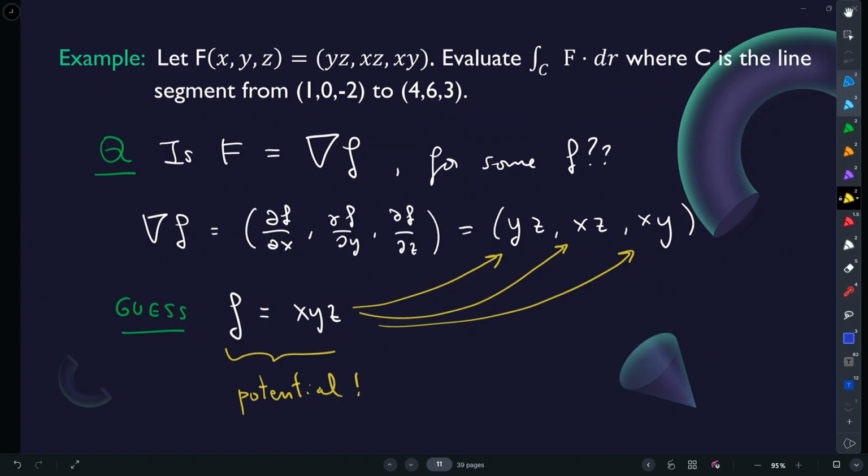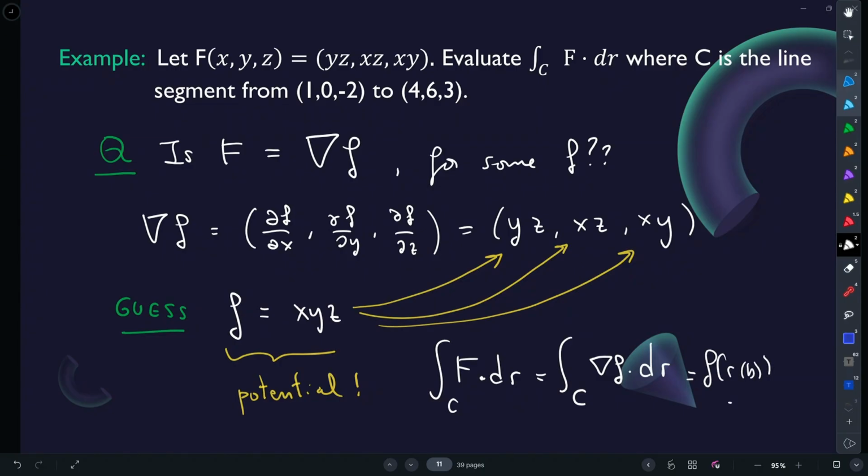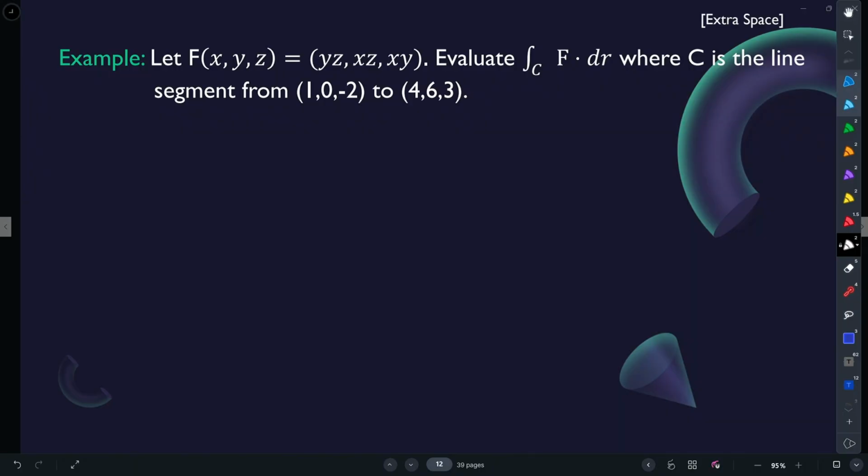So now I can rewrite this integral, the integral of F dr, as the integral of this gradient dr. And I know how to do that. That will be f of rb minus f of ra. Okay, but I know where it's starting and ending. So let me do that here.